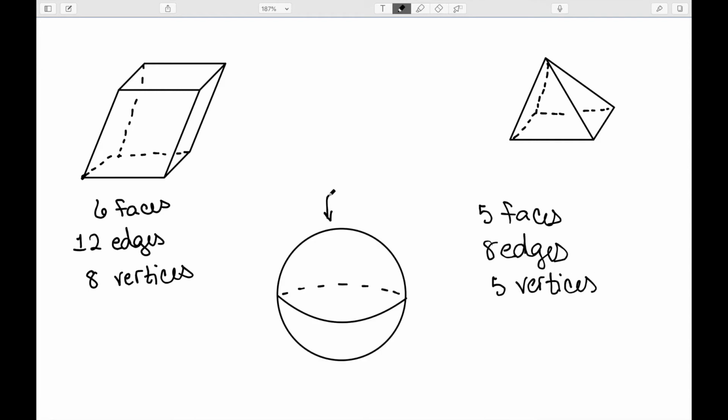On the other hand, if I consider a sphere, this is not a polyhedron, since it does not have any faces. The outside is not made up of polygons. So a sphere is actually not a polyhedron.